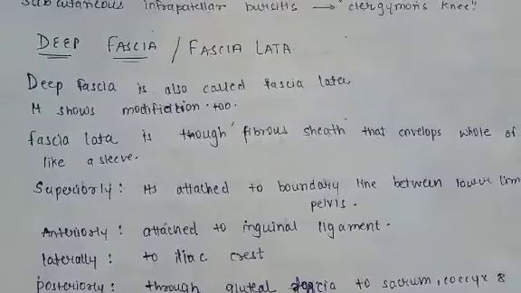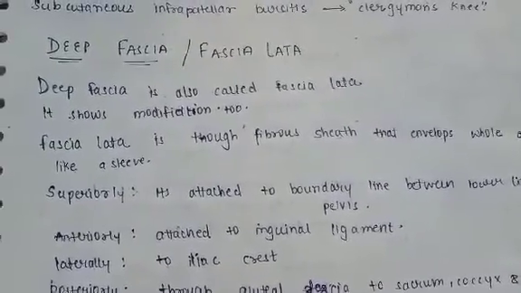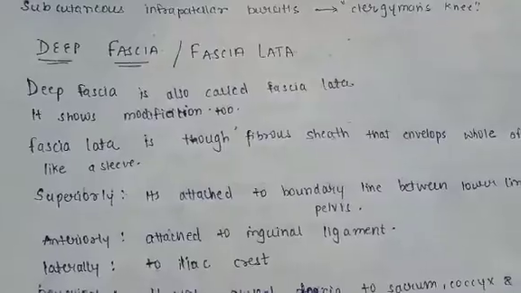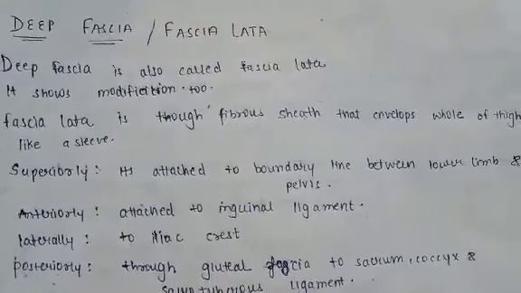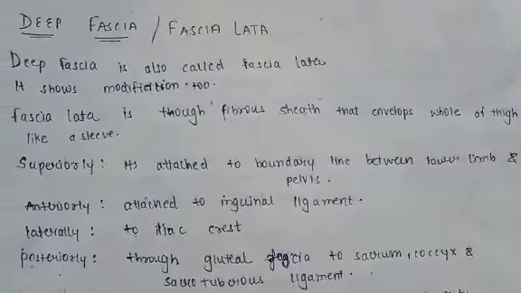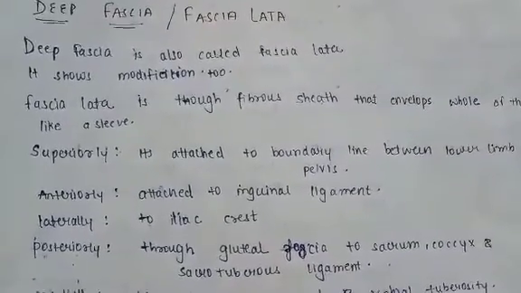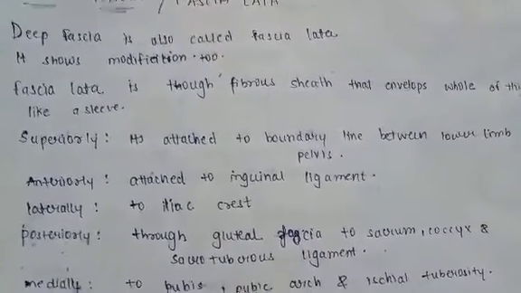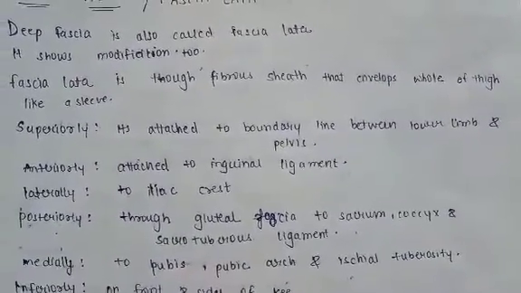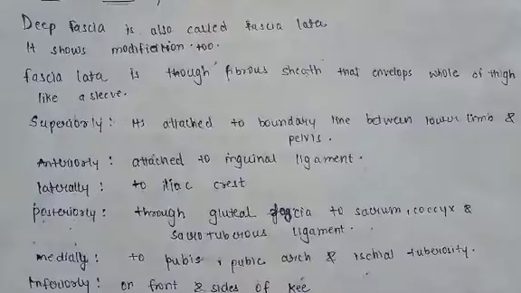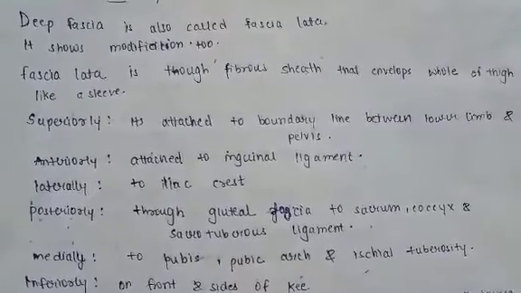Deep fascia. Deep fascia is also known as fascia lata, and it has modifications too. Fascia lata is a tough fibrous sheet that envelopes the whole of the thigh like a sleeve, and superiorly it is attached to the boundary line between the lower limb and the pelvis. Anteriorly it is attached to the inguinal ligament.